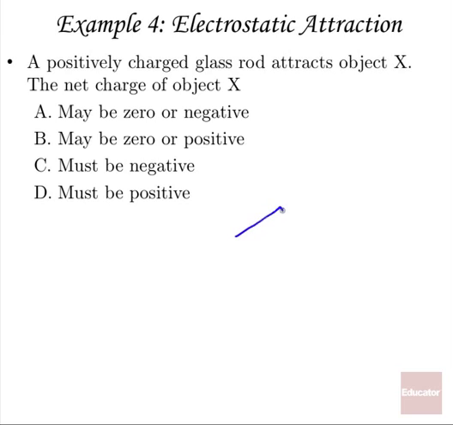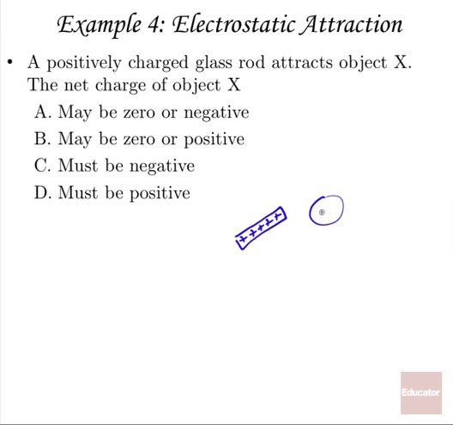If we have a positively charged glass rod, it's pretty easy to see that if you have some other negatively charged object, it will attract. So, without a doubt, you could attract a negatively charged object. That's easy. But what if the object's neutral?